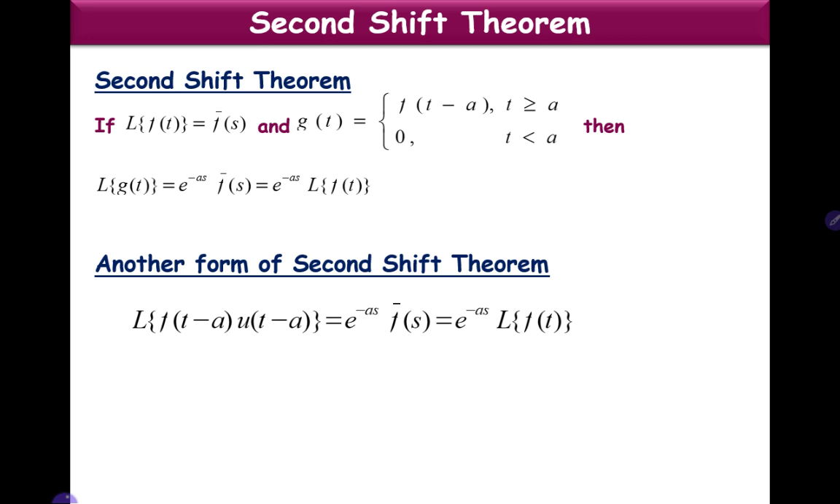If g of t is defined like this, then according to the second shift theorem, the Laplace transform of g of t is e power minus as into L of f of t, where we can obtain f of t from here. We'll have f of t minus a here and from this we can guess what is f of t. And when the function is of the form f of t minus a into u of t minus a, to find its Laplace transform, we use this form of the second shift theorem. Okay, so now let us go to some problems where we apply the second shift theorem to evaluate the Laplace transform of some functions.